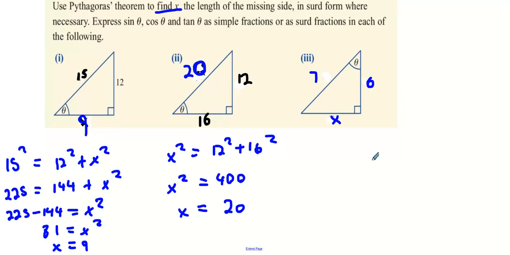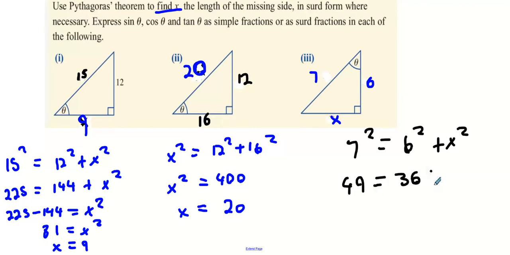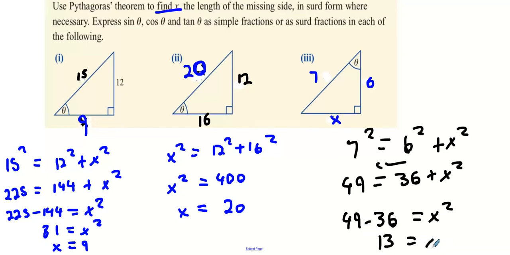Okay, and finally the last one is 7 squared equals 6 squared plus x squared. 49 equals 36 plus x squared. The 36 has to go to the other side, so it's 49 take away 36 equals x squared. 49 take away 36 is 13, so 13 equals x squared. The square root of 13 is simply root 13. You just have to leave it like that. That's what is meant by surd fractions and surd form.